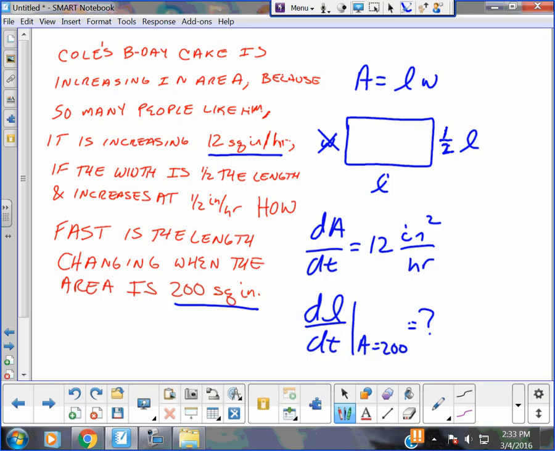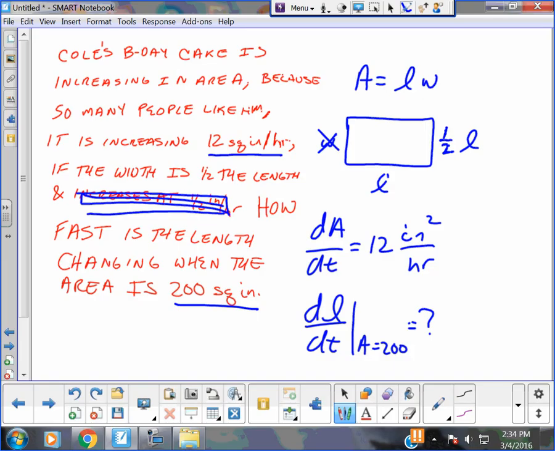And the only other thing we know is that the length is increasing at, oh wait a minute, I gave the length. No, I gave the width. I gave the width is increasing at 1/2 inch an hour, but I suppose you didn't need that, did you? I tried to make this up on the fly. I don't need that, do I? So let's pretend I didn't put it in there. Yep, we'll just get rid of it.